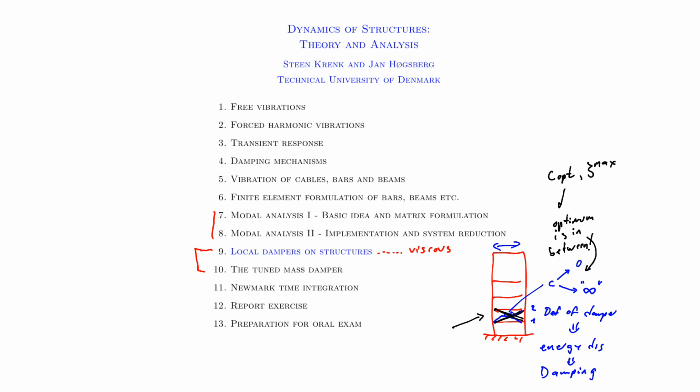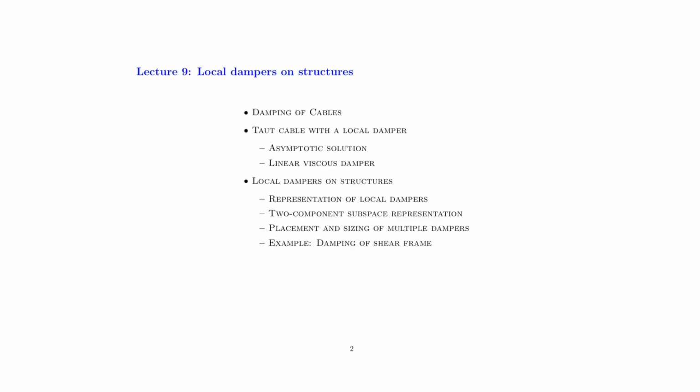Would it be advantageous to put them one floor down or place them higher up in the building? And of course that depends on the vibration shape, that means the mode shape we would like to damp. Initially we will look at damping of cables, in particular stay cables on bridges. So our mathematical problem dates back to our solution of the cable in lecture number 5, and we will today simply place a local damper on the cable.